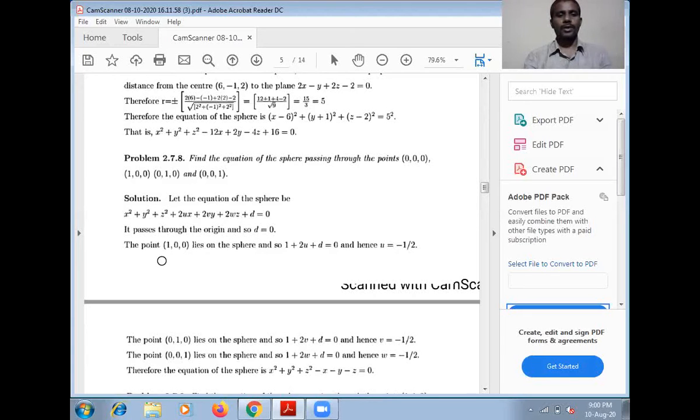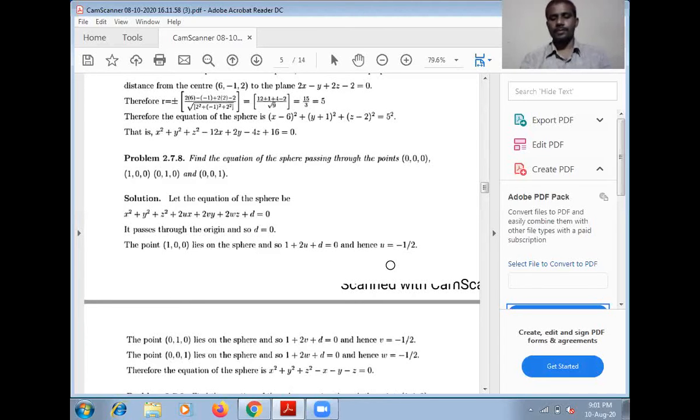The point 1 comma 0 comma 0 lies on the sphere. So the sphere equation also passes through 1 comma 0 comma 0. In place of x we substitute 1, and in place of y, z we substitute 0. So we get 1 plus 2u plus d equal to 0, and since d is already 0, therefore u equal to minus 1 by 2.